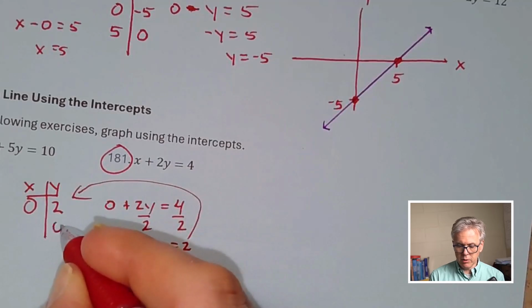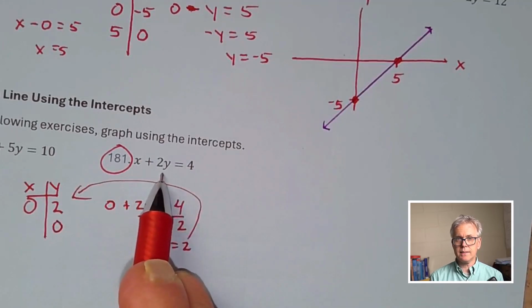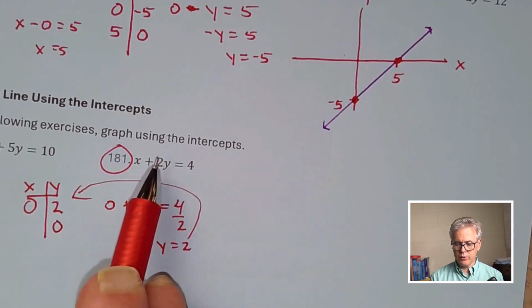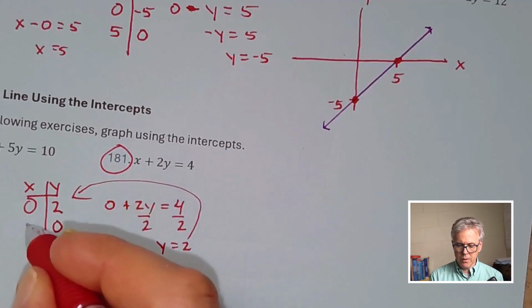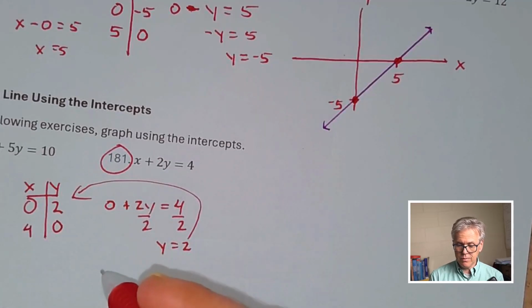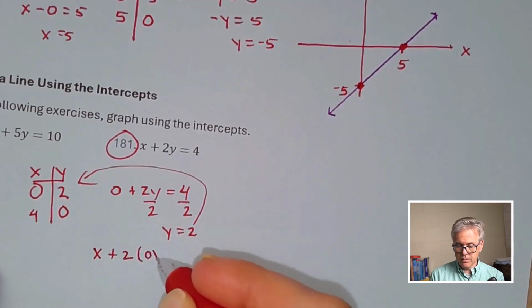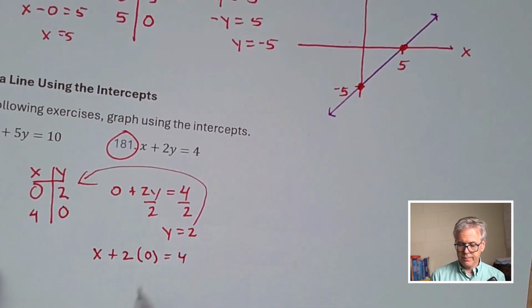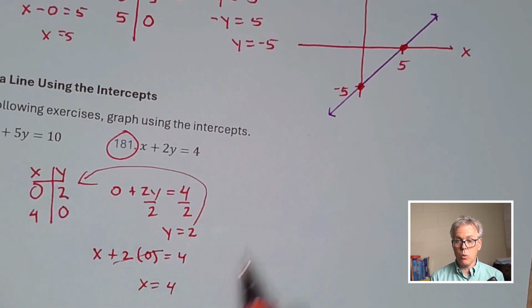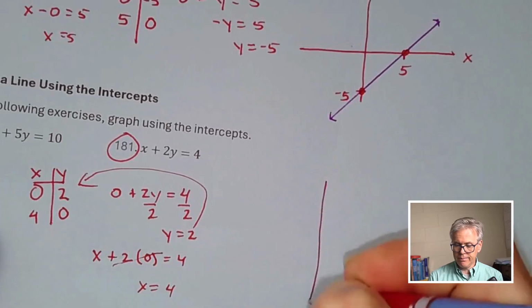Next one, you plug a 0 in for y. So when y is 0, what's going to happen? We're going to cover up that 2y term. We get x equals 4. Again, if you need to, just plug it in. We can say x plus 2 times 0 equals 4. This term goes away, and I'm just left with x equals 4. So here are my 2 coordinates. Let's graph them.